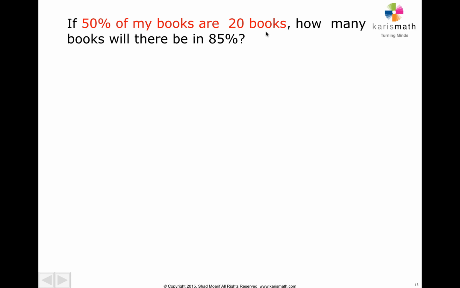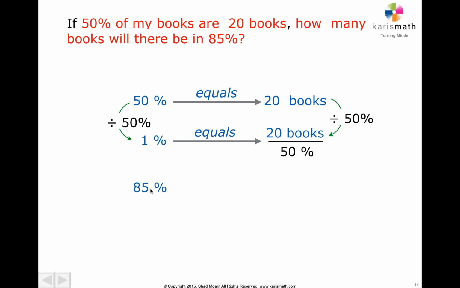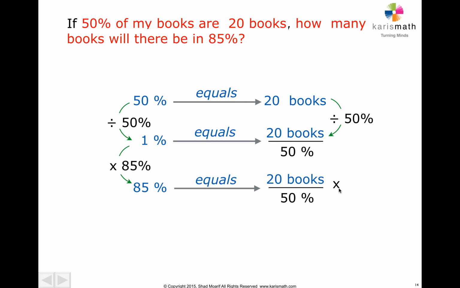50% of my books are 20 books. Okay, so let's show that. 50% equals 20 books. So 1% would equal how many books? It's 50 times less, right? So since it's 50 times less, we'll divide it by 50, and we get 20 divided by 50%. So what will be 85%? 1% is 20 over 50%. This whole thing is 1%. So 85% will be 85 times more, and so you multiply it by 85%.